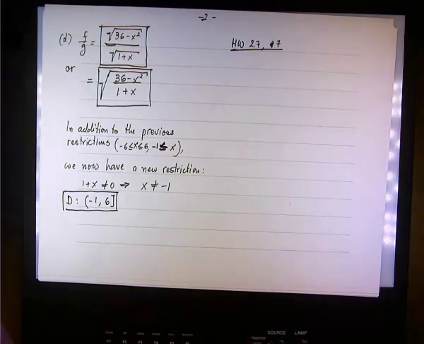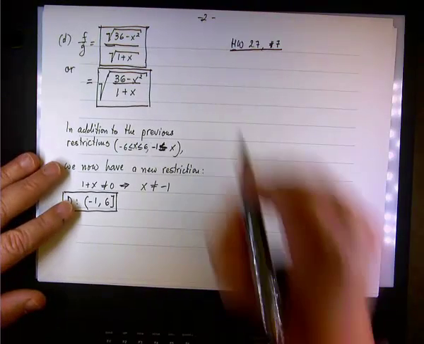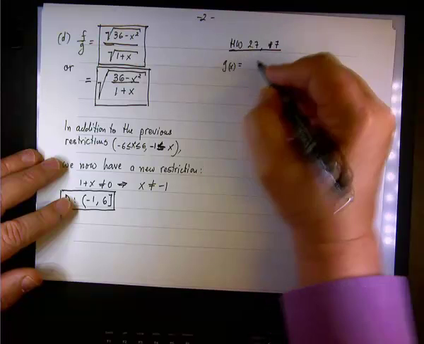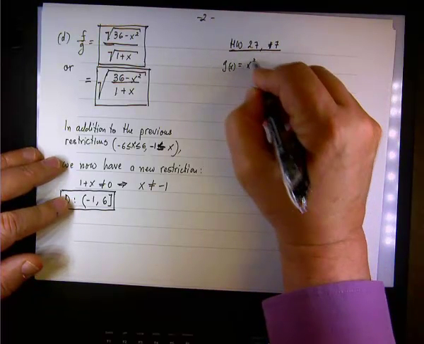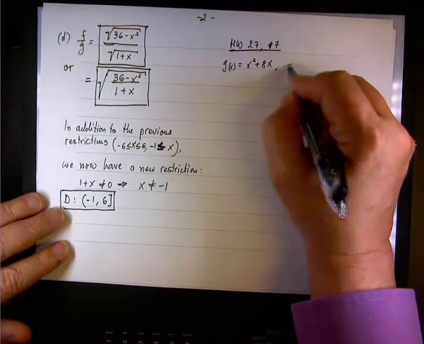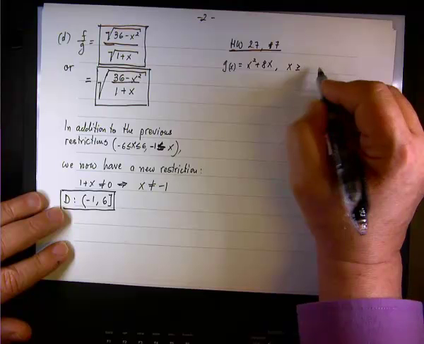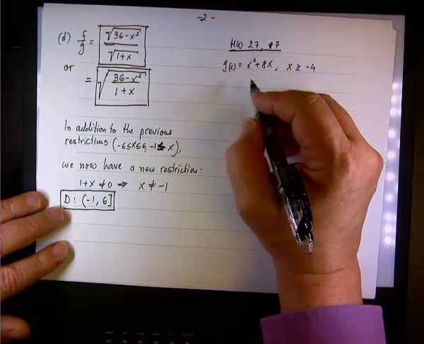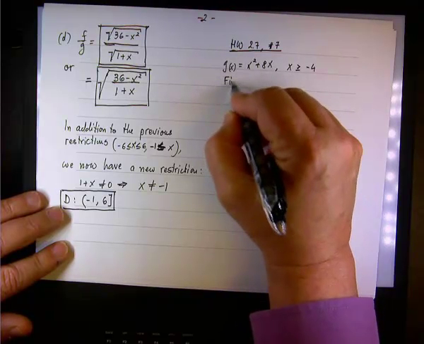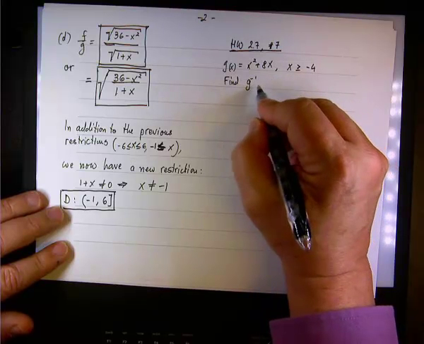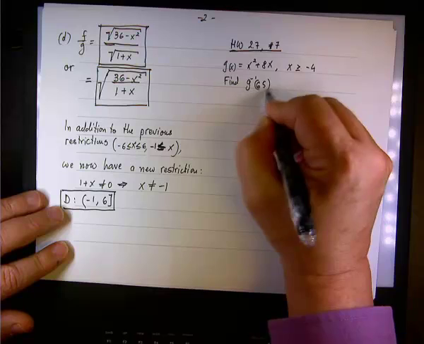In this problem, what we are given is g of x equals x squared plus 8x, and x is greater than or equal to -4. What we need to find is the inverse function value when x equals 65.